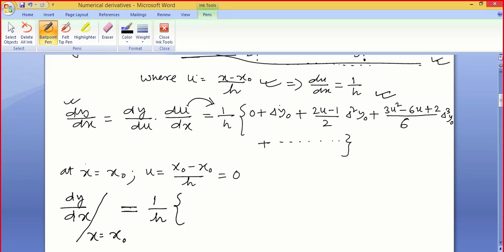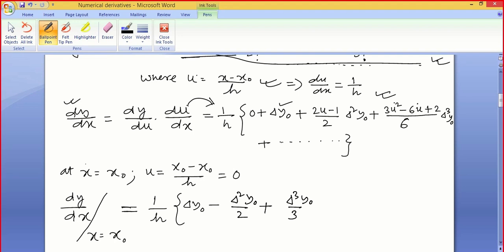That is the first term, which is 0. So del y0. And everywhere you put u equals 0. So what will be the second term? This 2u, with u 0, means this is 0. So minus 1 by 2 del square y0, means del square y0 by 2. Then in the third term, what will come? It will be 2 by 6, means 1 by 3 del cube y0, means del cube y0 by 3.